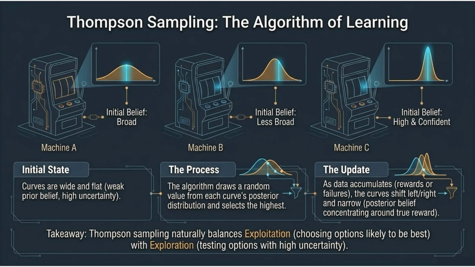Thompson sampling, the algorithm of learning. 3 slot machines start with wide flat belief curves, weak priors, high uncertainty. The algorithm draws a random sample from each posterior and picks the highest. After rewards or failures, curves shift and narrow. Posterior concentrates around true payout. Exploration tests uncertain options. Exploitation chooses the likely best. Bayes updates beliefs after every pull.